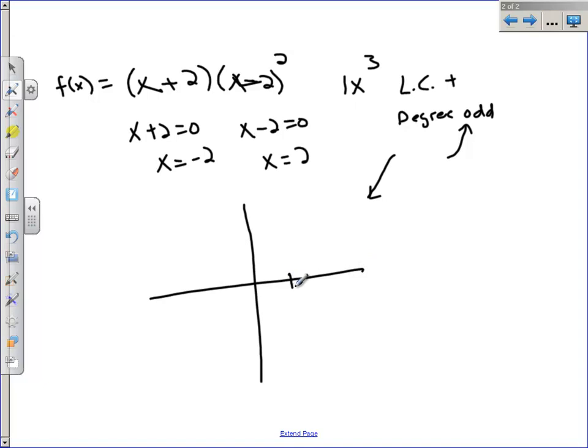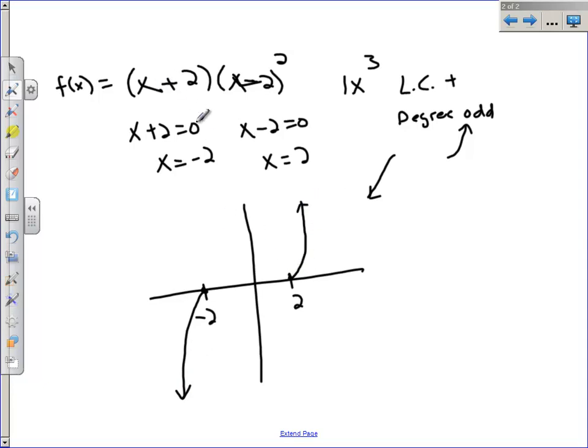I'm going to have a root at 2. I'm going to have a root at -2. So my graph only touches the x-axis at those two places. It's got to go down to the left, so a little smooth curve down to the left. It's got to go up to the right. And let's talk about what happens in between there.